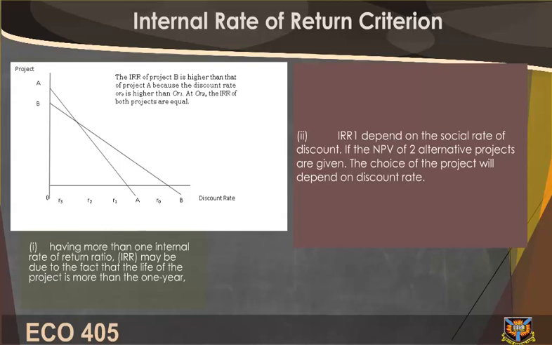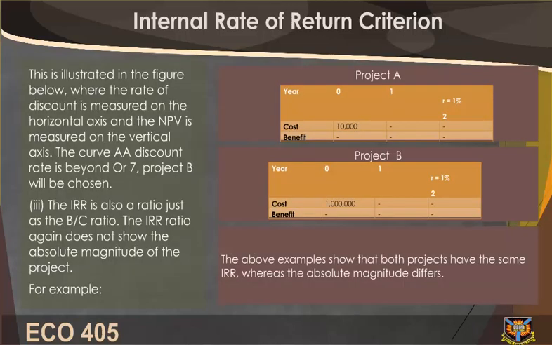If the NPV of two alternative projects are given, the choice of the project will depend on the discount rate. This is illustrated in the figure below, where the rate of discount is measured on the horizontal axis and the NPV is measured on the vertical axis. On the curve AA, if the discount rate is beyond 7, Project B will be chosen.